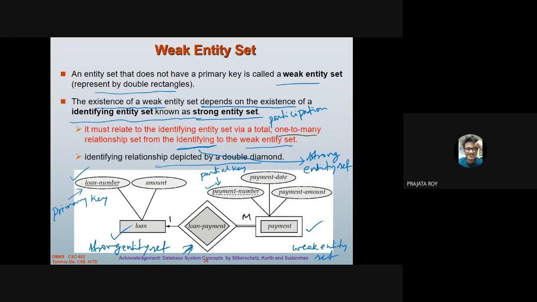Yes, sir. And also the payment is the total participation. That means all the entities of the payment weak entity set participate in the relationship set loan and payment to associate the loan. Okay. So my question is that, sir, it said that it's only identifying to the weak entity set, sir. But the arrow is from the weak entity set to the identifying set. So is that a printing mistake?